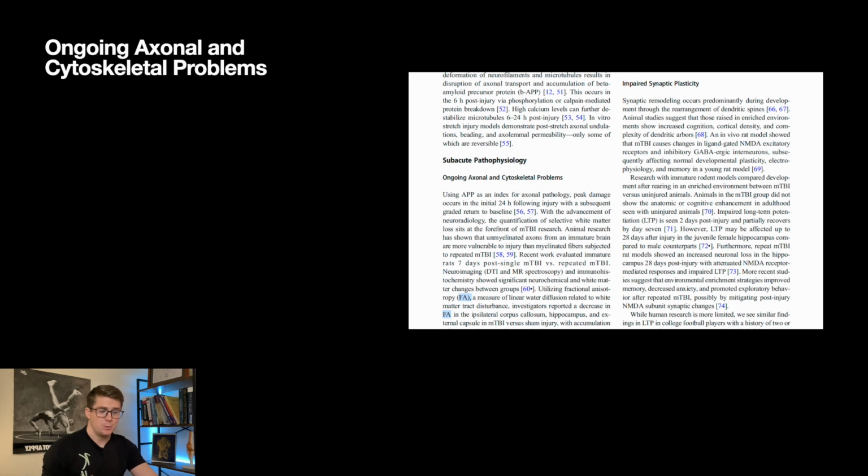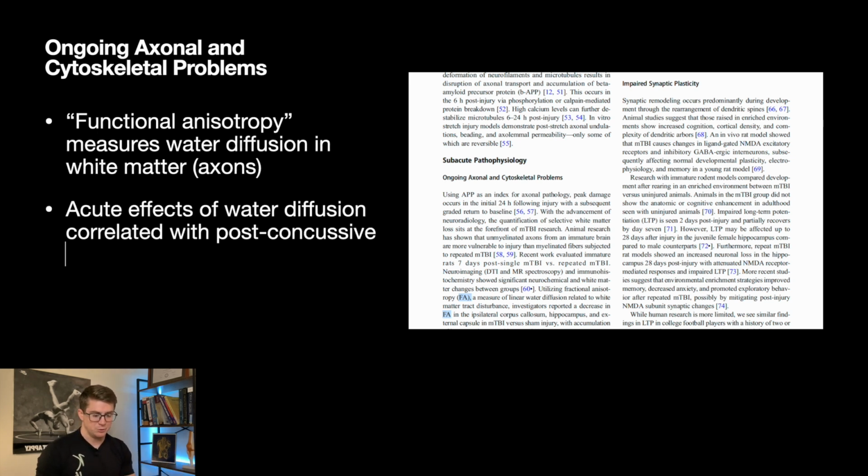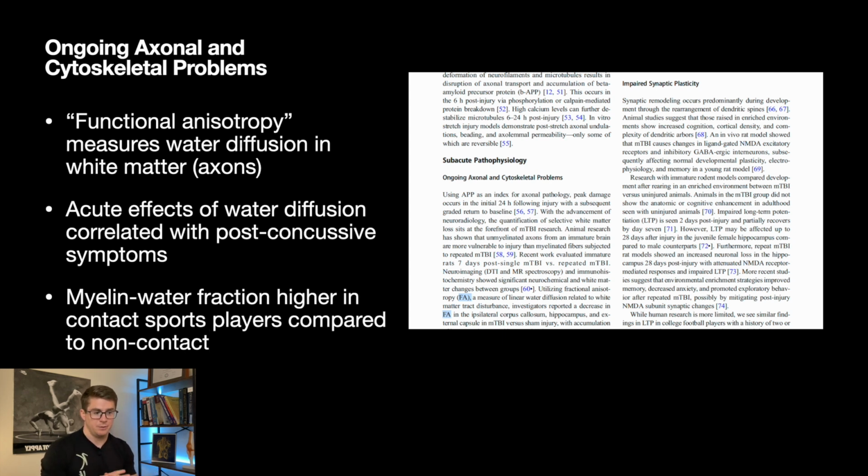So last time we ended with axonal and cytoskeletal problems. Now that we're in the subacute pathophysiology, which usually means in the world of injuries anywhere from 24 to 72 hours after, they talk about something called functional anisotropy. I don't know a ton about this since it has to do with imaging and the reading is very intense and dense, but essentially it measures the water diffusion in white matter, or the axons.